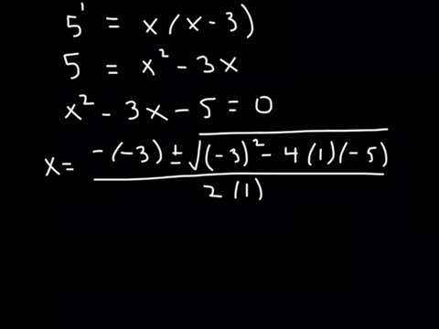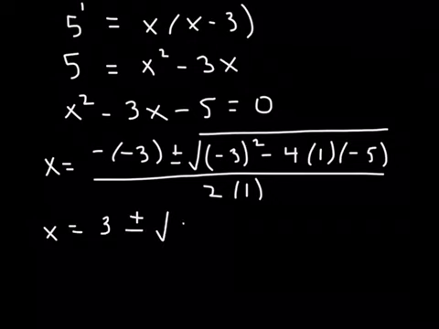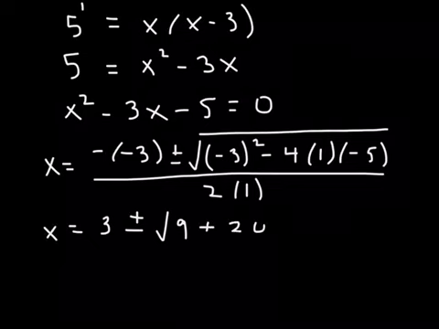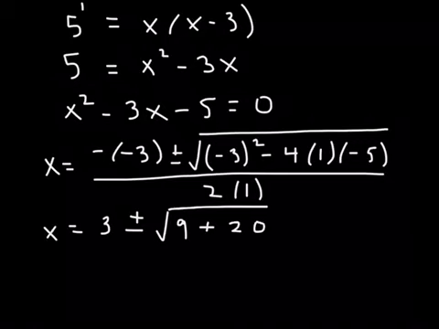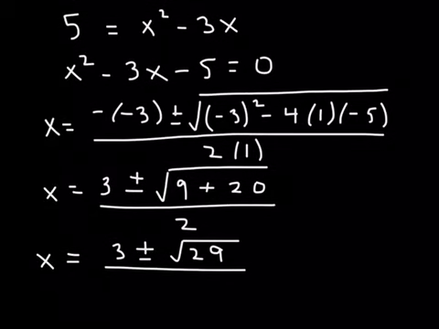So then x is equal to positive 3 plus or minus the square root of 9. I always do this. I count my negatives right here: 1, 2 negatives. Two negatives make a positive, so it'll be plus 20. 4 times 1 times 5 is 20, all over 2. So then x is equal to 3 plus or minus the square root of 29, and then all of this over 2. Like that. These are irrational solutions, okay?